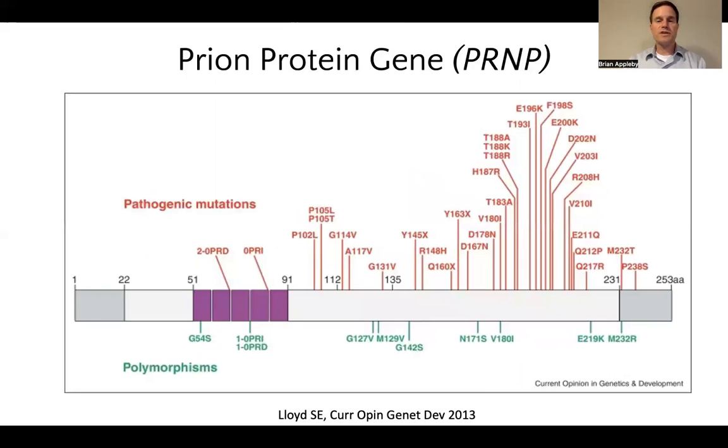This is another depiction of the prion protein gene. It's made of 253 amino acids, and those numbers are basically the position of the amino acid on the protein.